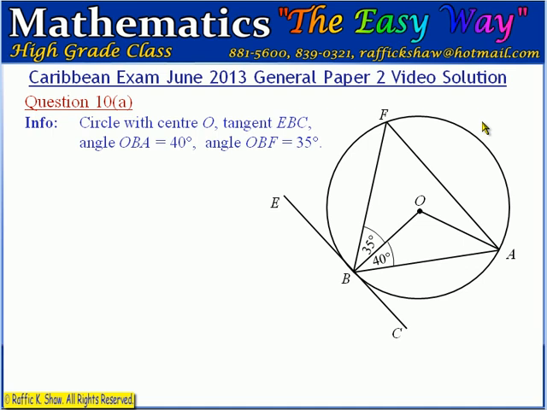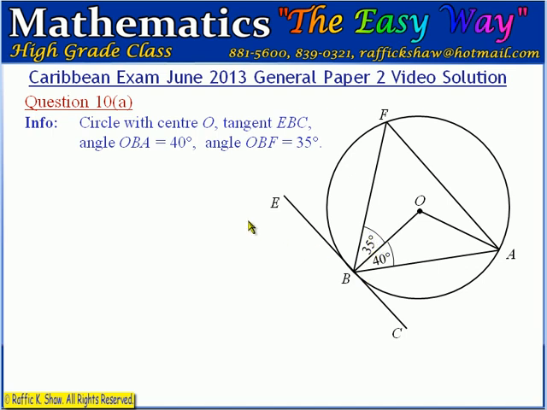We are now at question 10 of this CXC CSET June 2013 General Paper 2 exam video solution. In this question, we are given a circle, center O, so this is a circle, this is the center of a circle. EBC is a tangent to the circle right here at B. The angle OBA right here is 40 degrees, and angle OBF is 35 degrees.